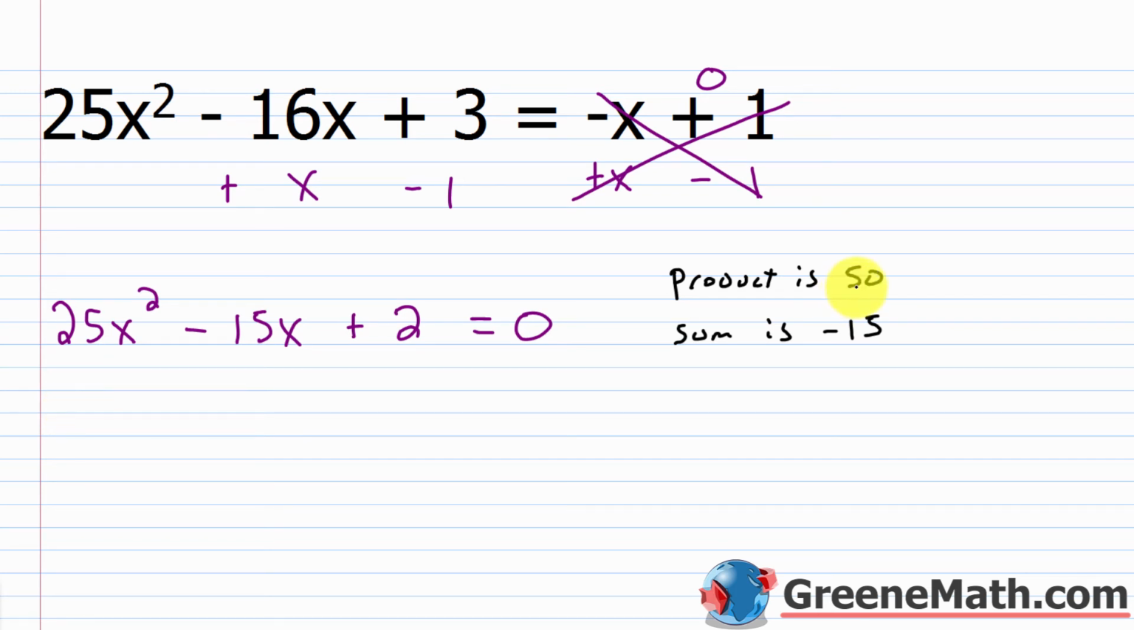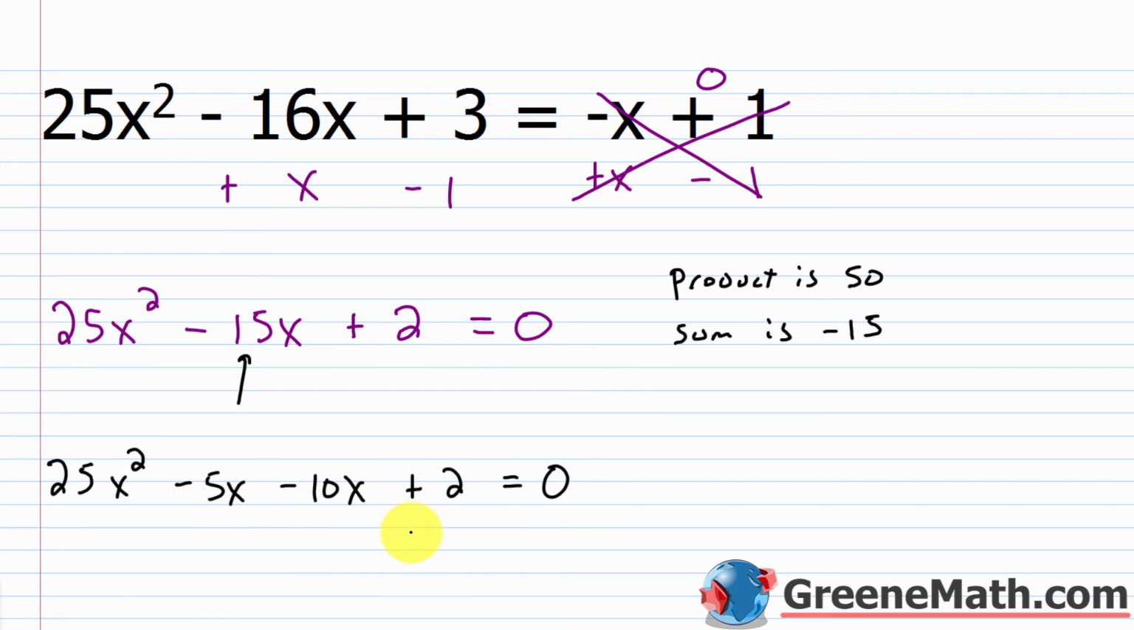So go through the factors of 50. Right away, I think about 10 and 5. Negative 10 and negative 5 would work, right? Negative 10 plus negative 5 is negative 15. Negative 10 times negative 5 is positive 50. So again, I'm going to use that to rewrite this middle term. I'm going to have 25x squared minus 5x minus 10x plus 2, and this equals 0.